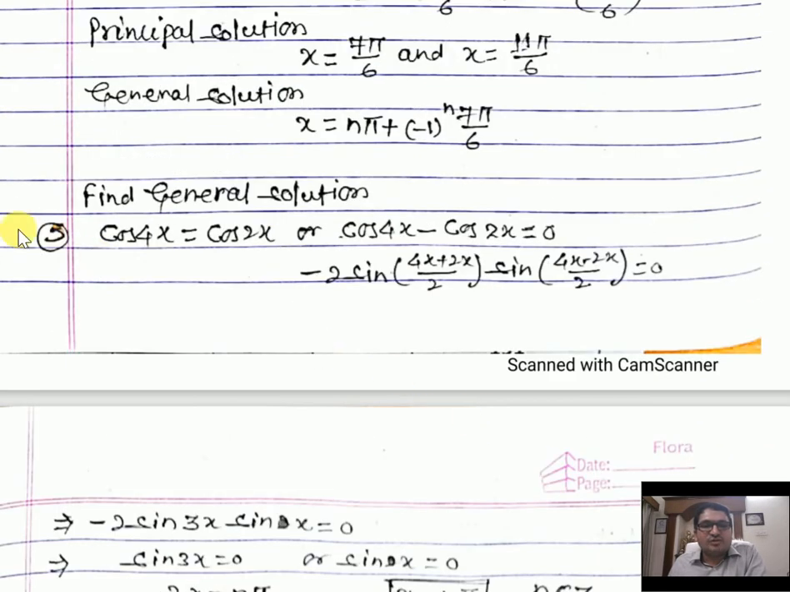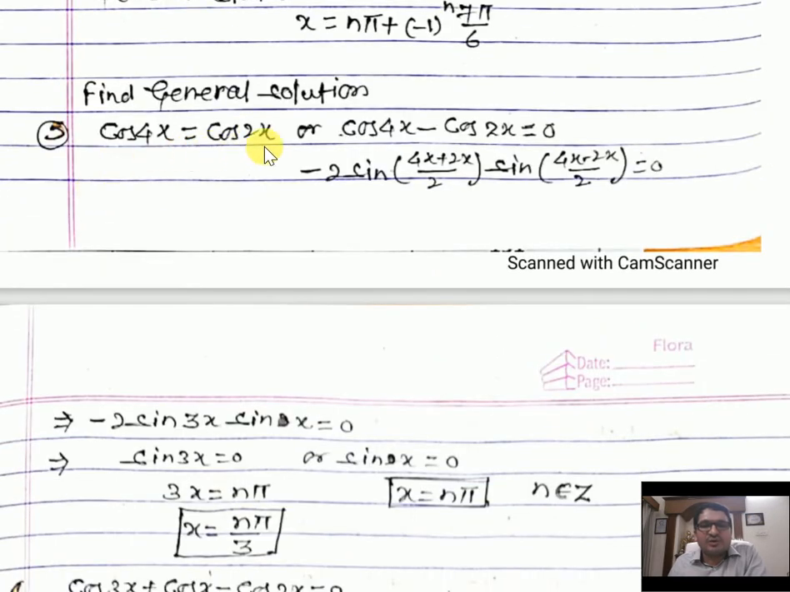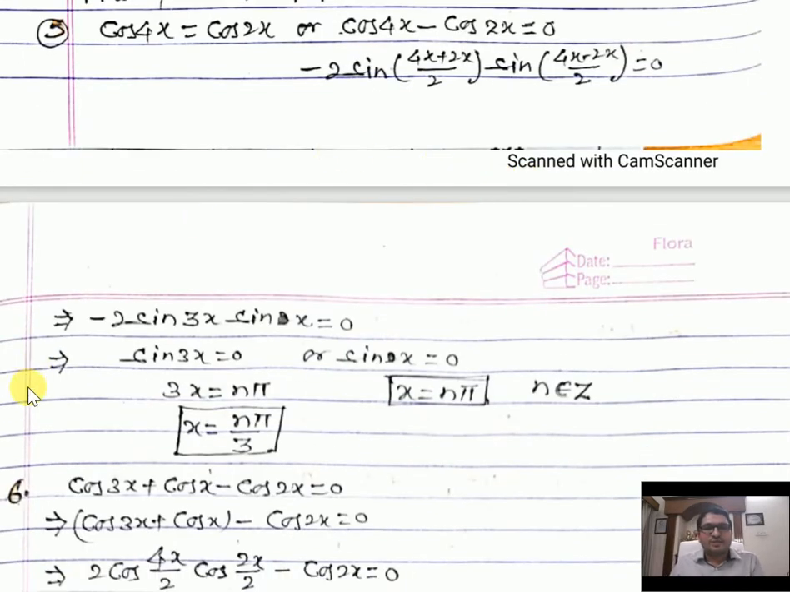Find the general solution. Question number 5, cos 4x equal to cos 2x. So you can transpose cos 2x to the left hand side. So cos 4x minus cos 2x. Apply the formula cos c minus cos d, so minus 2 sin (c plus d) by 2 sin (c minus d) by 2. So minus 2 sin 3x sin x. So sin 3x will be equal to 0 and sin x will be equal to 0. So 3x will be equal to n pi, so x will be equal to n pi upon 3 and x will be equal to n pi.